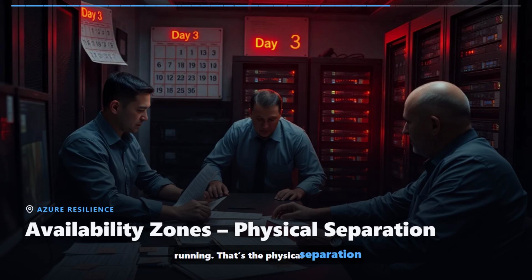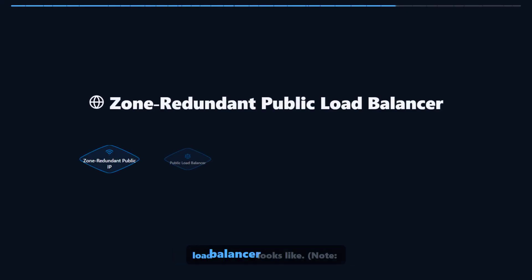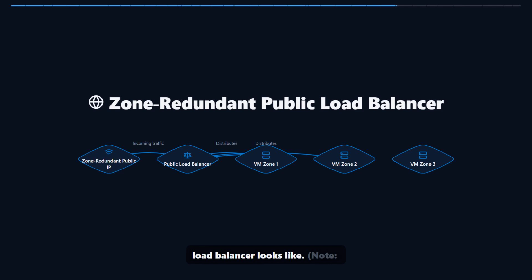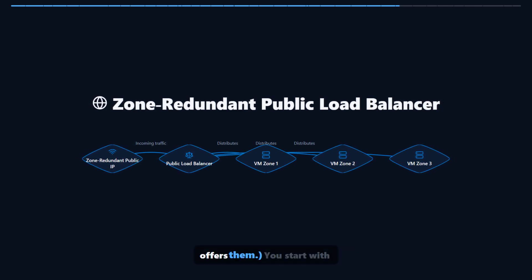That's the physical separation that zone-redundant services leverage to survive zone-level failures. Your load balancer, if configured correctly, simply keeps sending traffic to the healthy zones. Here's what a zone-redundant public load balancer looks like. Note: availability zones are not supported in every Azure region. Make sure you pick a region that offers them.